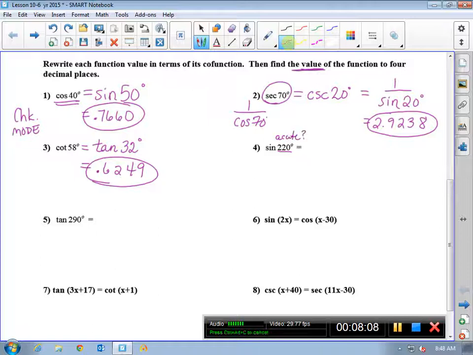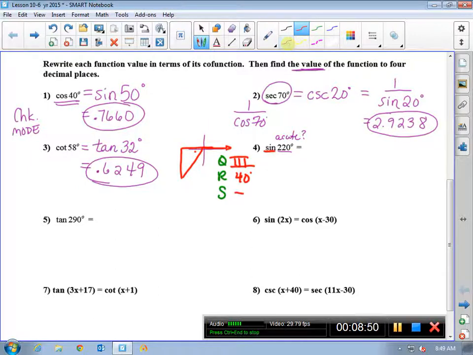So the first thing we have to do is rewrite sine of 220. When we rewrite with an acute angle, that means we're dealing with the reference angle. So draw a little picture. 220 rounds around and terminates here. What is the reference angle in quadrant 3? For 220, that is 220 minus 180. And the sign of sine in quadrant 3 is negative.